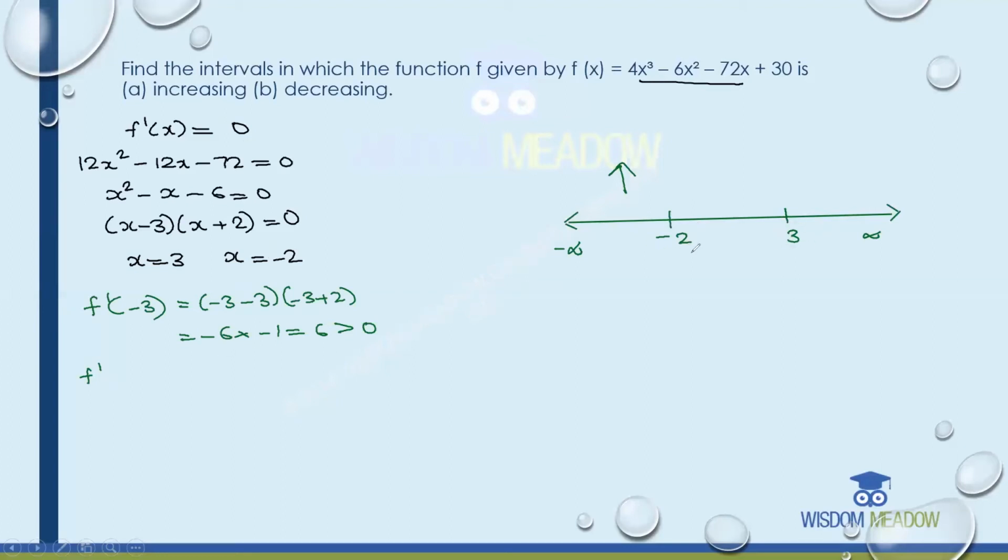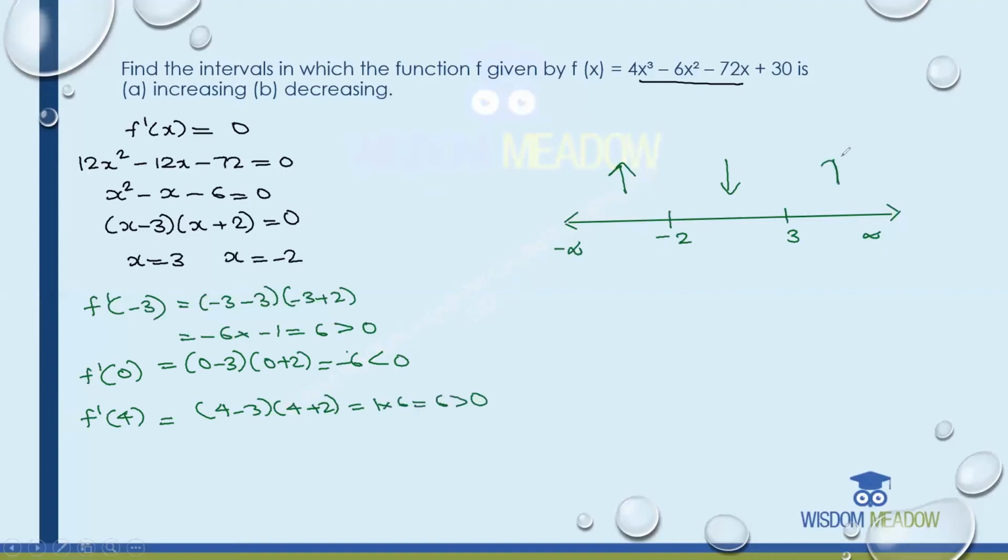So f dash of, you can pick any number, minus 1, 0, 1, 2. I would say 0 is better, because then you can get rid of x. 0 minus 3 into 0 plus 2 is minus 6, which is less than 0, so it's decreasing. And f dash of 4, a point in the other interval, is 4 minus 3 into 4 plus 2, that's 1 into 6, which is 6, greater than 0.